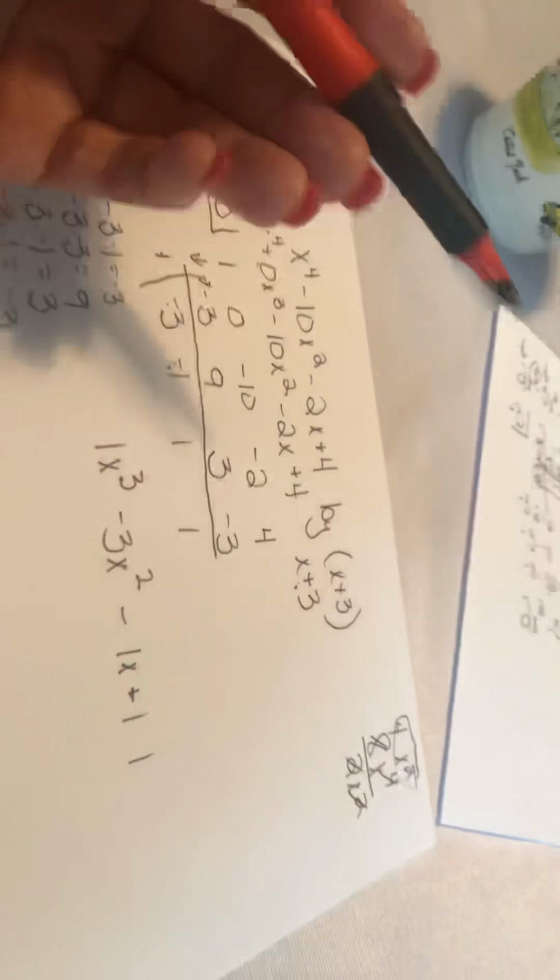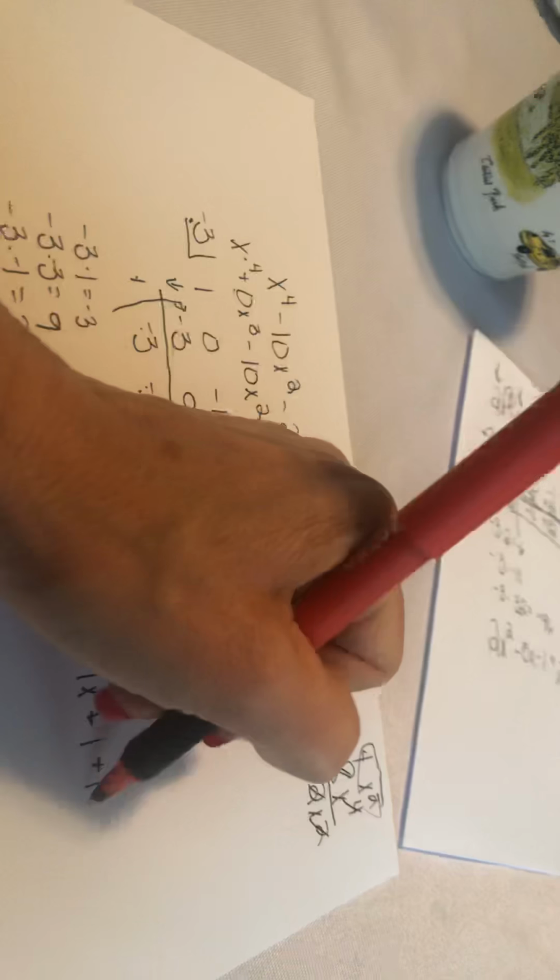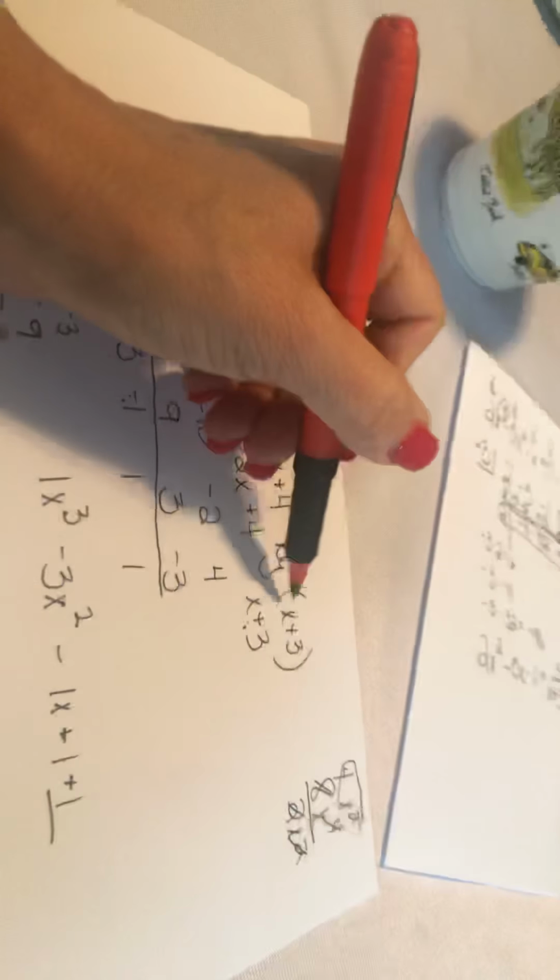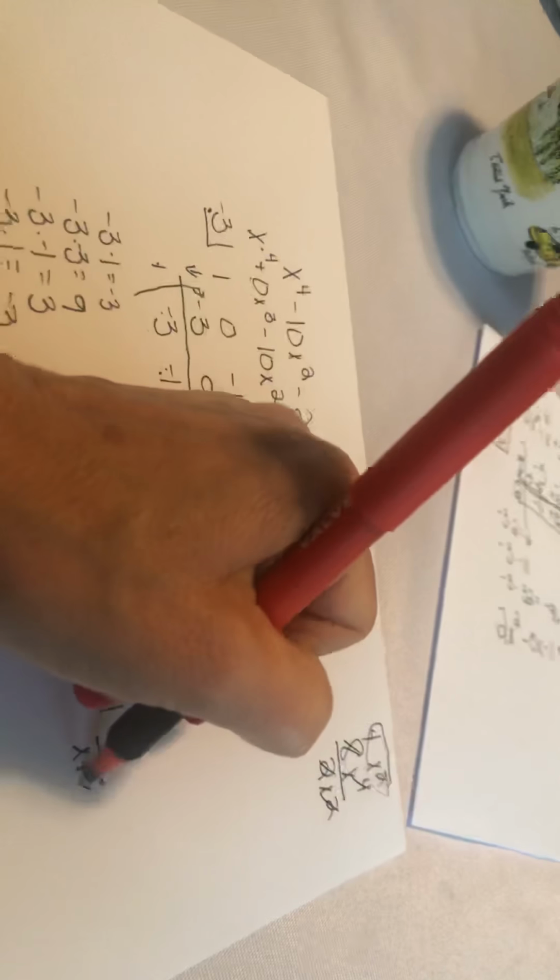But notice how I have this one as a constant, but I have this extra one. So what do I do with that? Well, that becomes your remainder that we're going to put over x plus 3. And so this would be your answer.